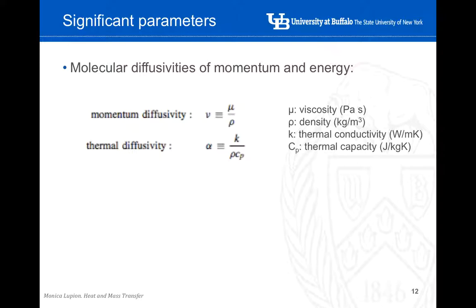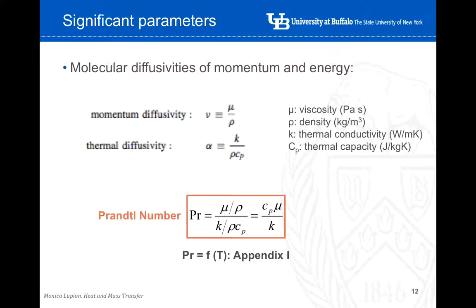In order to define other significant parameters, we will take a look at the molecular diffusivities of momentum and energy. The momentum diffusivity was defined in CE 317 and is equal to the viscosity over the density. On the other hand, we saw in previous classes that the thermal diffusivity alpha is equal to the thermal conductivity over the density times the thermal capacity. We also notice that these two diffusivities have the same units. So if we divide the momentum diffusivity by the thermal diffusivity, this is what we call the Prandtl number. Again, it is the momentum diffusivity over the thermal diffusivity.